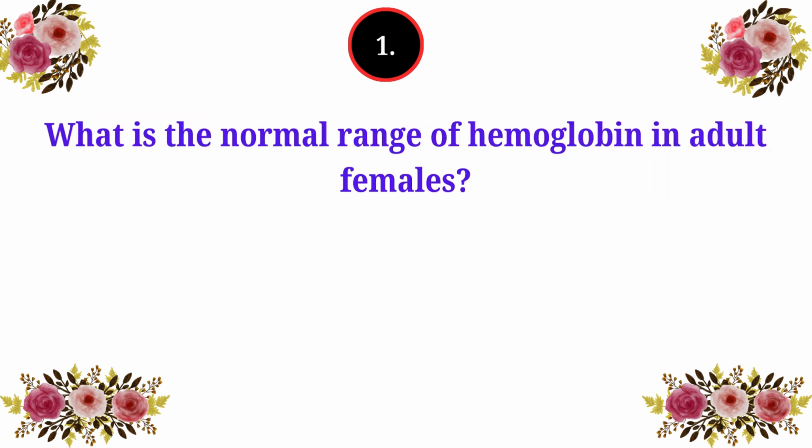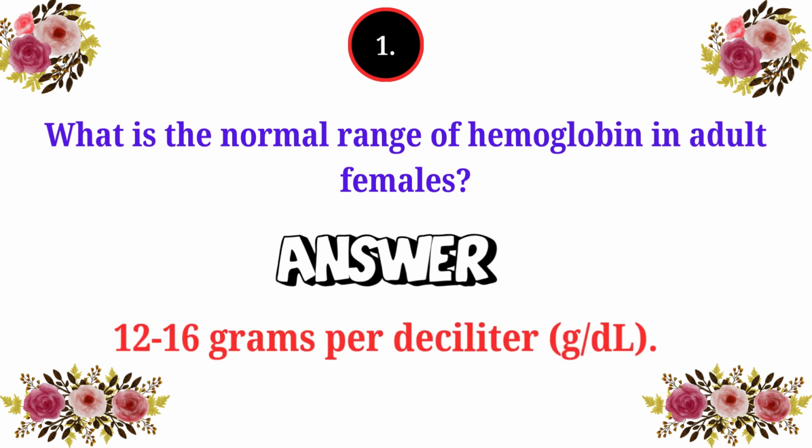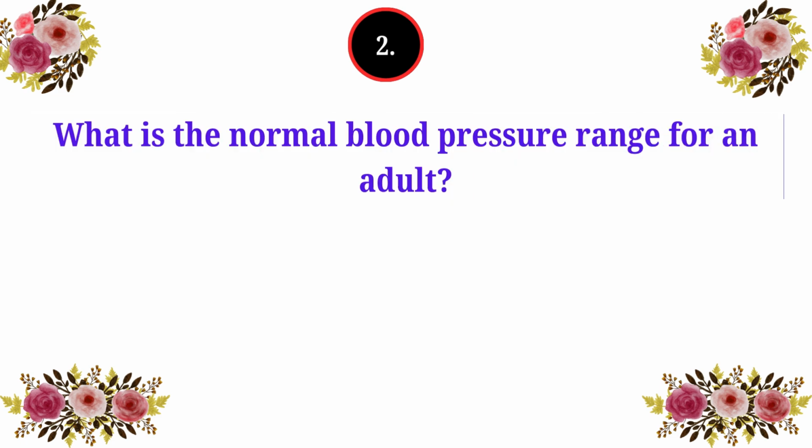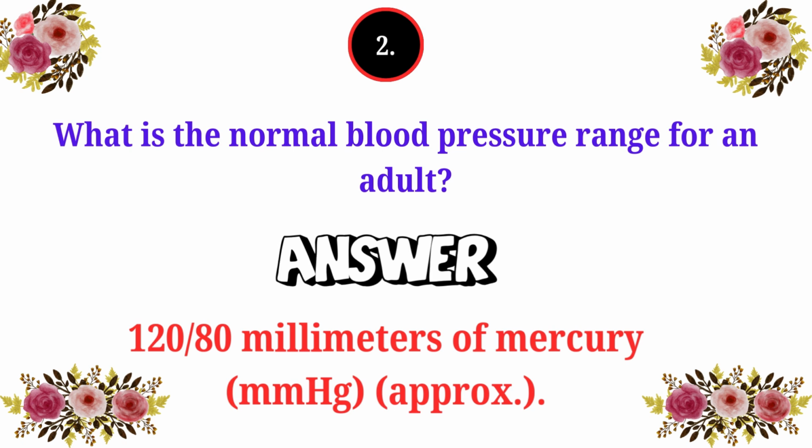1. What is the normal range of hemoglobin in adult females? 12 to 16 grams per deciliter. 2. What is the normal blood pressure range for an adult? 120 by 80 millimeters of mercury.